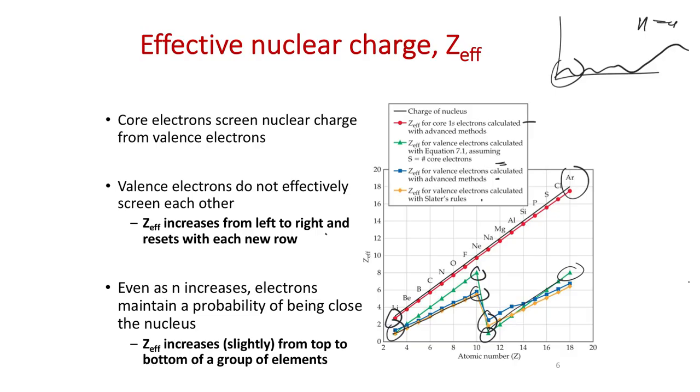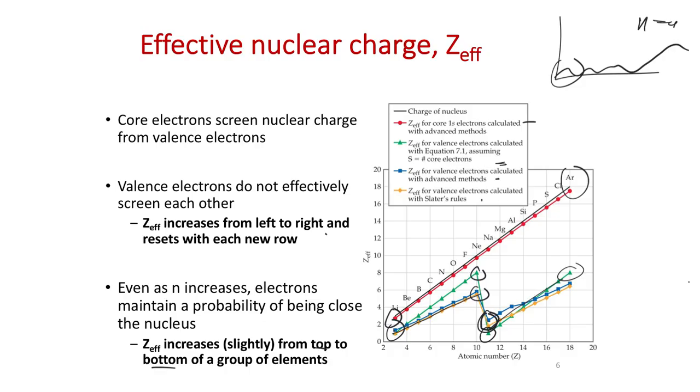And then when you reset back to sodium, notice that it's actually a little higher. Notice that sodium has a higher effective charge than lithium did. So that's actually showing us our top to bottom trend here. That as N increases, as we go from top to bottom, we get a slight increase in our effective nuclear charge. So Z effective increases slightly from top to bottom. So as you go from the top of a group of elements down the group, as you go from lithium to sodium to potassium, the effective charge is going up, not by much, by a little bit, but then it still resets and increases across the group of elements, across the row from left to right.